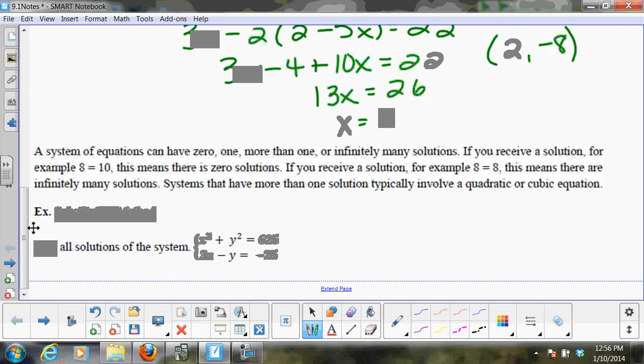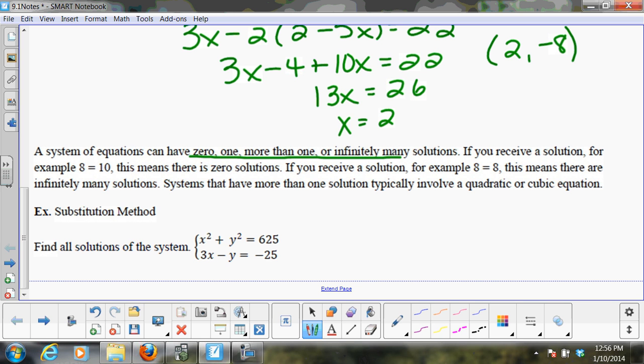Systems can have 0, 1, more than one, or infinitely many solutions. To have no solution, you get 2 things that don't equal each other. If you get this where one side equals the other side, that means that there are infinitely many solutions.